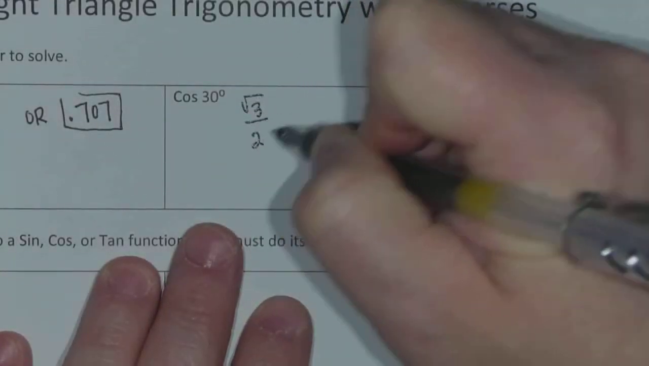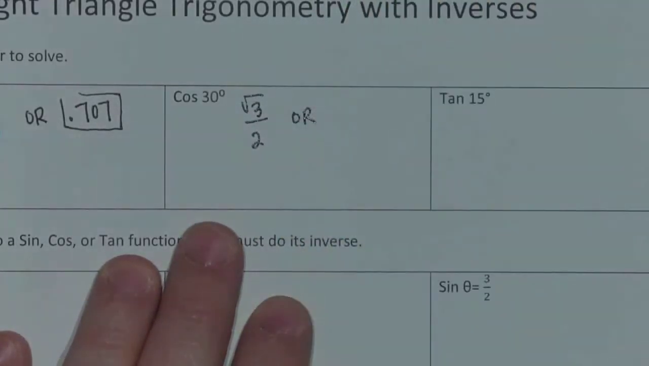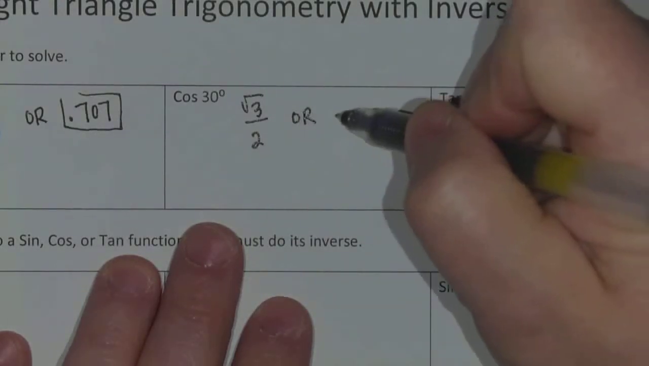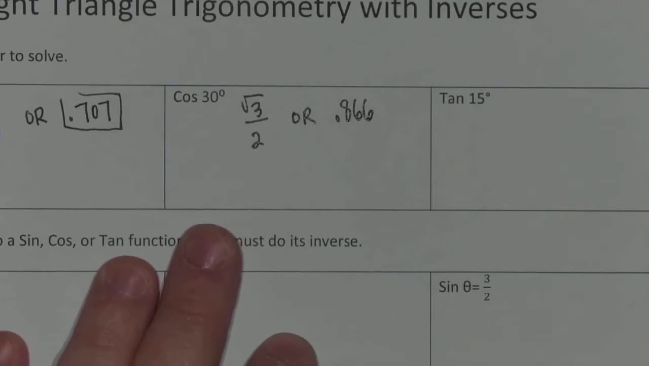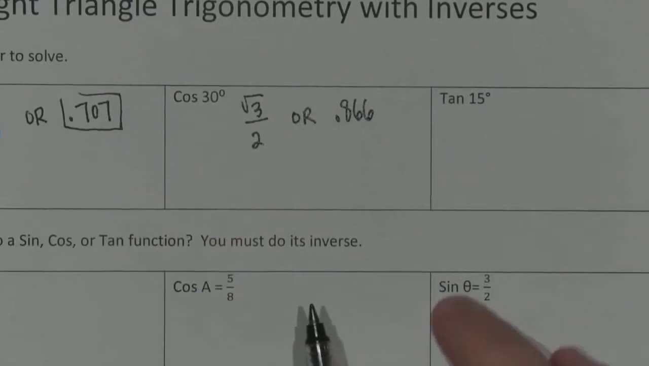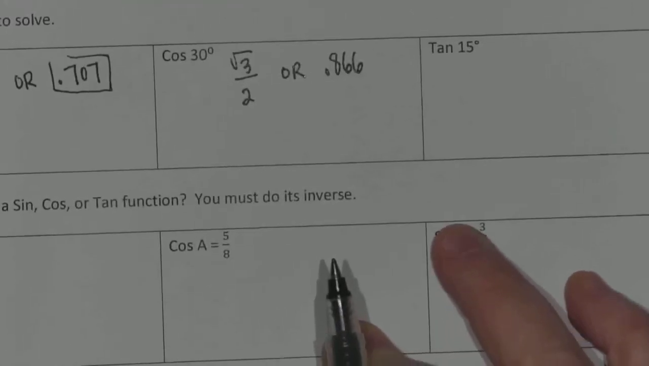Square root of 3 over 2. Or if you go decimal number, 0.866. Okay. Questions on how we're getting that? Everybody's okay punching it in their calculator? Yeah.